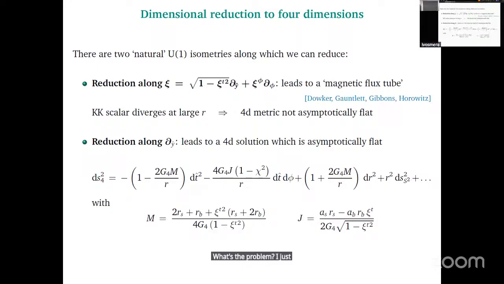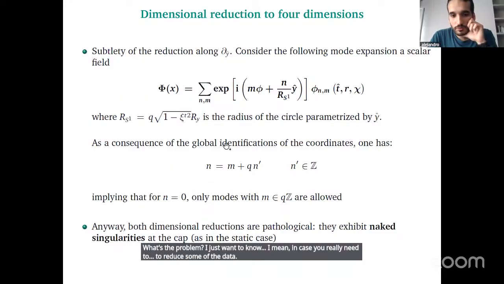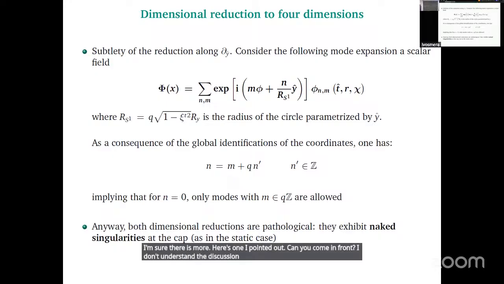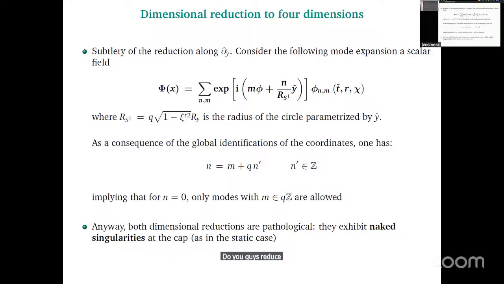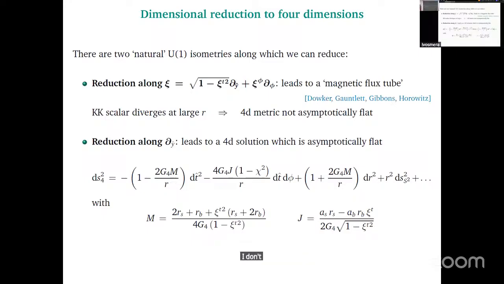I mean, in KK theory, you need to reduce something. The issue of Pierre is this. No, this is not the only issue. I'm sure there is more. Here is one I pointed out. But can you come in front? Sorry, Pierre. I want to understand the discussion. So, you compactify along an orbit which is not independent. In a sense, moving along y bar makes you move along phi. So you cannot reduce along that. Pierre, do you agree? I don't want to come back to this discussion.